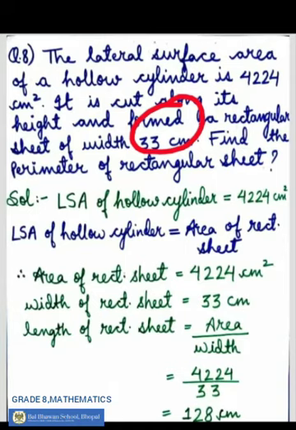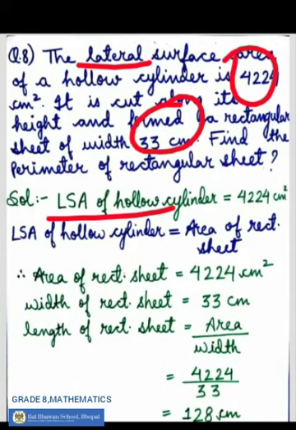Right? So here we are given the lateral surface area. What is the meaning of lateral here? We know that the lateral surface area or the curved surface area both are same. So here, in short, curved surface area of a hollow cylinder is given. Right? So what can I assume? I can assume that the rectangular sheet formed or obtained, its area will also be 4224 centimeter square.